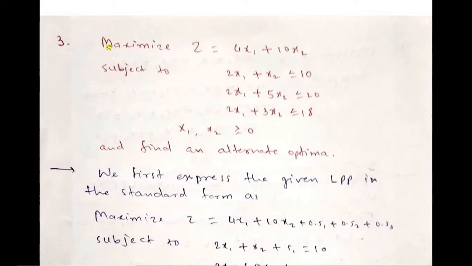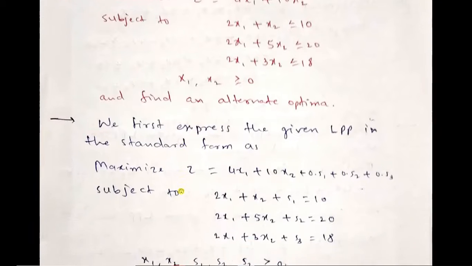Dear students, this is our third lecture on simplex method. So we have to solve this LPP using simplex method, and also we have to find out alternate optima. So see here, objective function is of maximization type. All the constraints are less than equal to type. Right hand sides are positive. So directly we will write down standard form of this LPP.